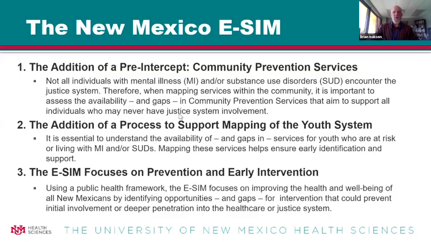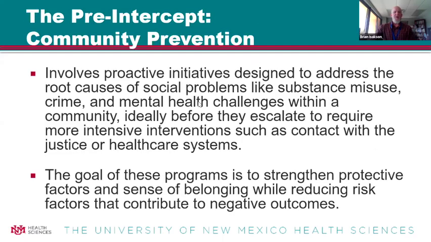So first, we're going to start talking about the pre-intercept. So this is community prevention. These are universal community-based health promotion and prevention services. So it involves proactive initiatives designed to address the root causes of social problems like substance misuse, crime, and mental health challenges within a community, ideally before they escalate to require more intensive interventions, such as contact with the justice or healthcare systems. The goal of these programs is to strengthen protective factors and sense of belonging while reducing risk factors that contribute to negative outcomes.